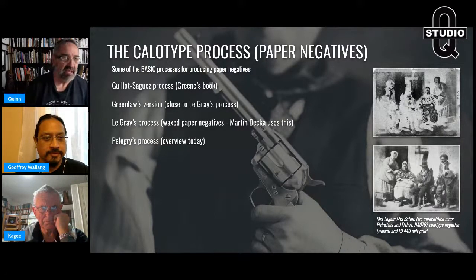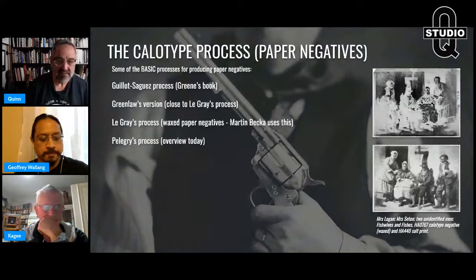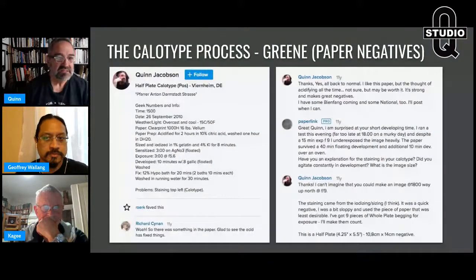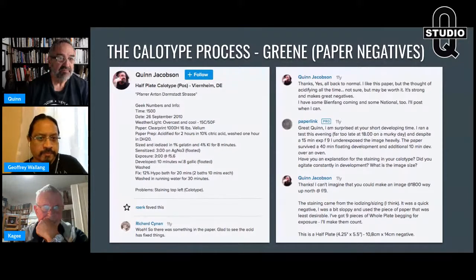So that's what we're going to look at here, the Pelegry process, when we get to that. Let me start with this. As you can see, this is, or does it have a date on it? Maybe not. Well, I posted it on the Calotype board. Half-plate calotype, Fernheim, Germany, Deutschland. Pfarrer Anton Darmstadtstraße is the name of the negative.